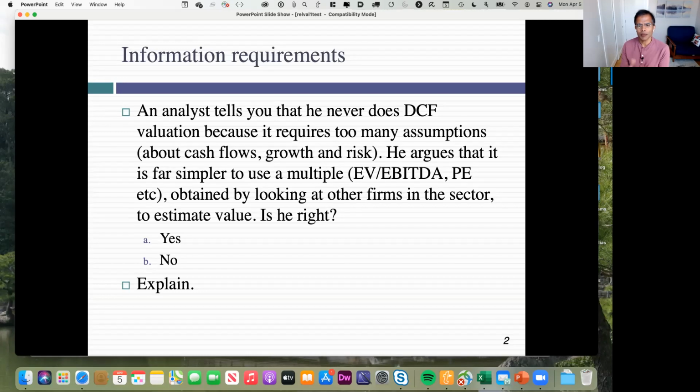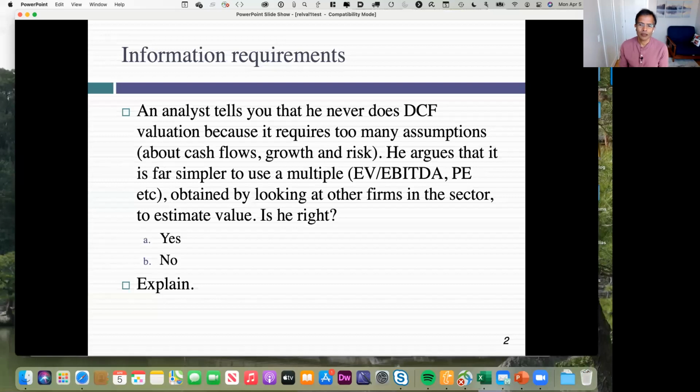Am I also making some implicit assumptions there about the companies I compare this company to? Well, you're assuming that the other companies in the industry are fairly priced. And what else? And that because of that, your company is then underpriced. And also that they have the same cash flows, growth, and risk characteristics as my company, right? Implicitly, I'm assuming things about cash flows, growth, and risk.